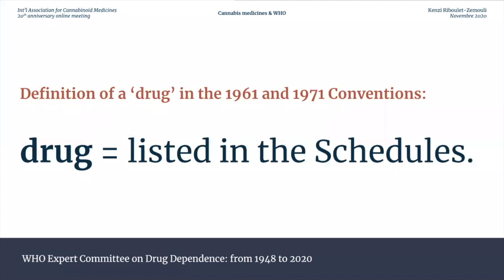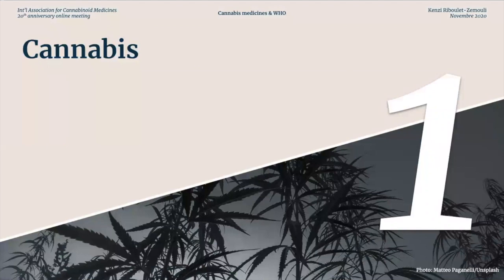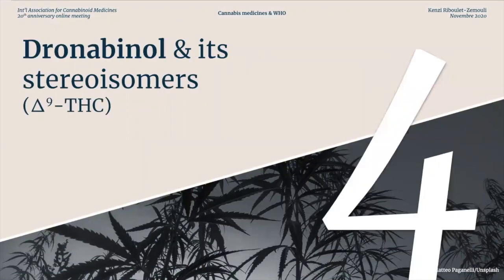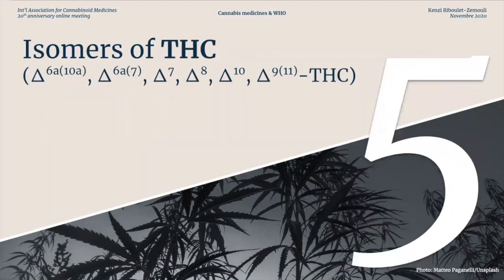Regarding the cannabis drugs listed in these schedules, it's interesting to understand that according to international law, a drug is defined as something listed in the schedules of either the 1961 or 1971 Convention. In terms of cannabis, we have five drugs, five substances listed in the conventions: cannabis, cannabis resin, so-called extract and tincture of cannabis, delta-9 THC, and the isomers of delta-9 THC.